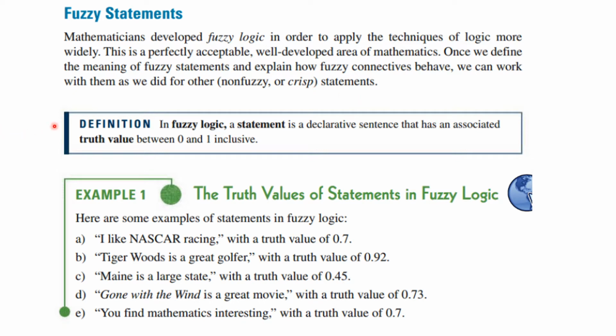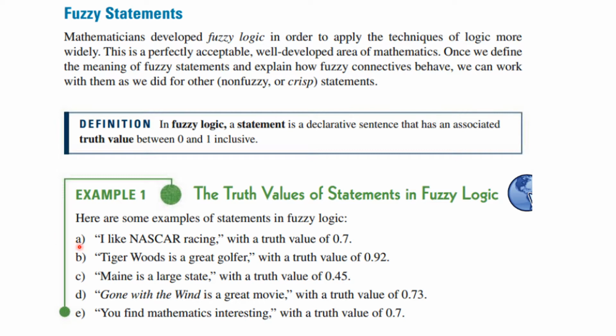So here is a definition. In fuzzy logic, a statement is a declarative sentence that has an associated truth value between 0 and 1 inclusive. So it can be 0, it can be 1, and it can be anything in between. So here are some example statements in fuzzy logic.